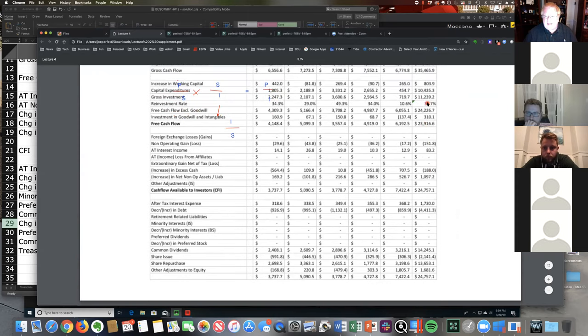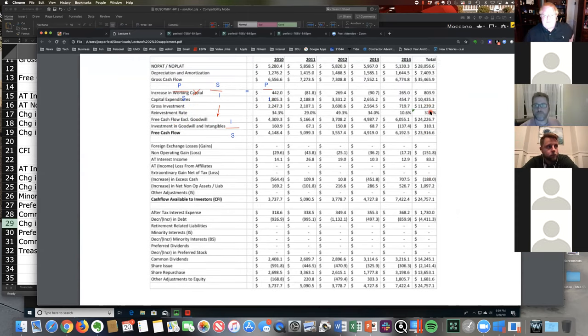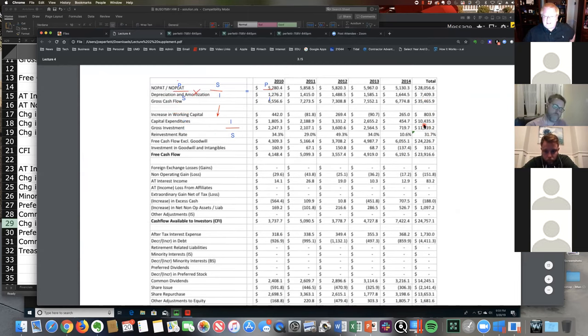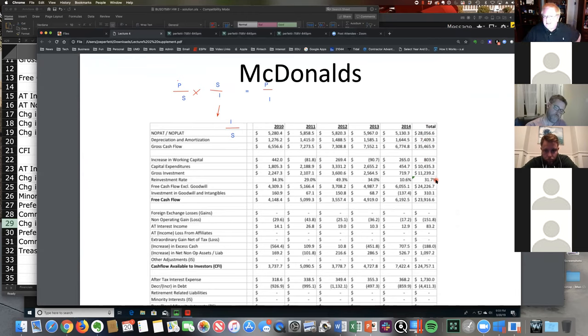The other thing you look at is what's called the reinvestment rate. The reinvestment rate is the gross investment, what I'm putting in, divided by the gross cash flow, what I make. It's a percentage of the profits reinvested. Basically, McDonald's was reinvesting 31.7% of its profits, which means, call it 32, 68% of its profits were available for payout. That's the $24 billion.